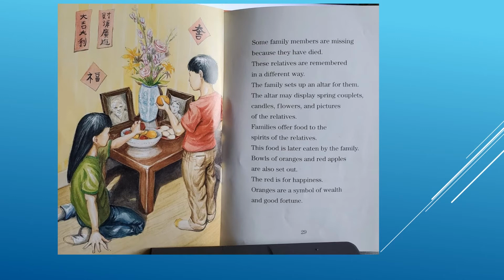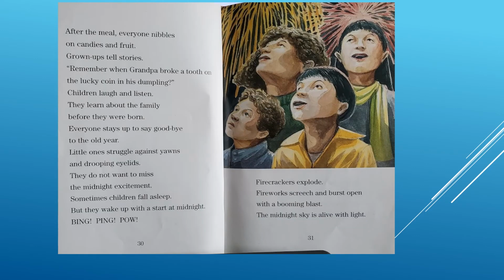Bowls of oranges and red apples are also set out. The red is for happiness. Oranges are a symbol of wealth and good fortune. After the meal, everyone nibbles on candies and fruit. Grown-ups tell stories. Remember when Grandpa broke a tooth on the lucky coin in his dumpling? Children laugh and listen. They learn about the family before they were born.